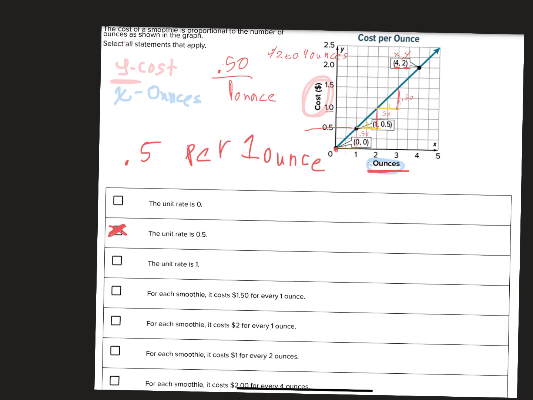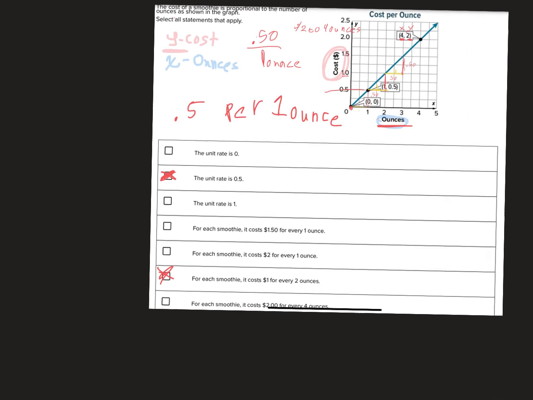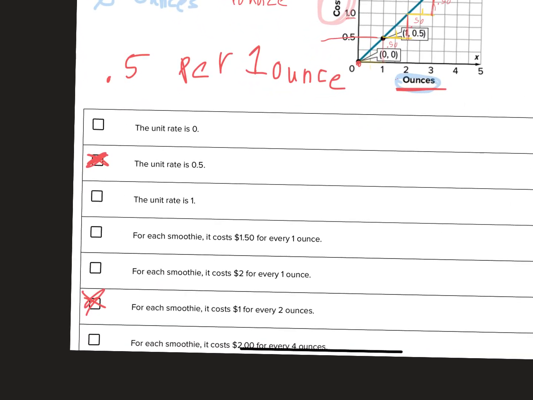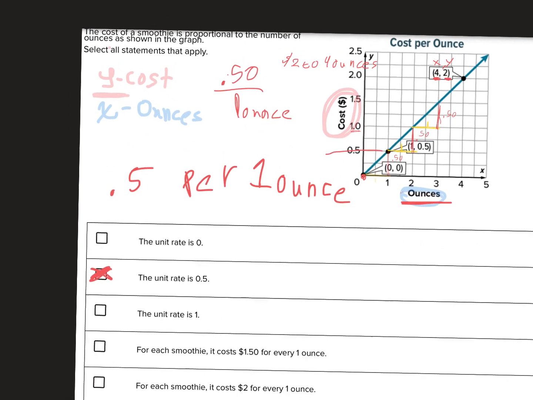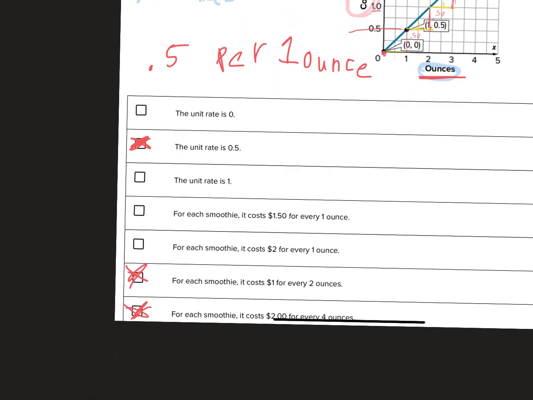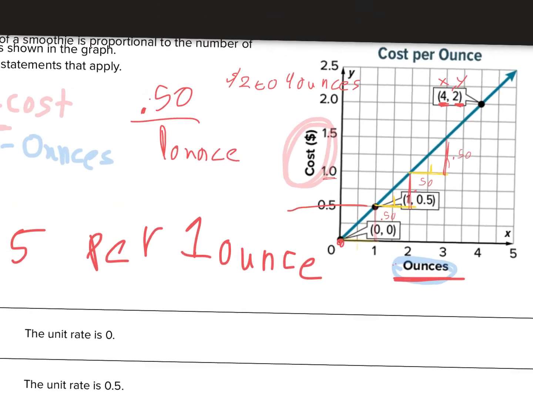Now, for each smoothie, it costs $2 for every 1 ounce. I go over 1 ounce and I only go up by 50 cents. That's not true. For each smoothie, it costs $1 for 2 ounces. So if I go over to 2 ounces, I am doing $1, 50 cents plus 50 cents is $1. And then finally, for each smoothie, it costs $2 for every 4 ounces. If I go over to 4 ounces, it's going to cost me $2. That is true.